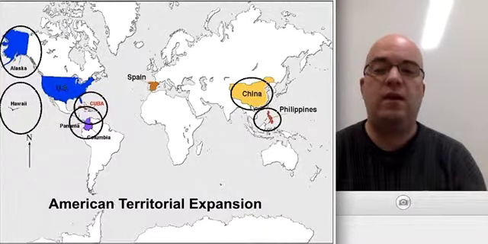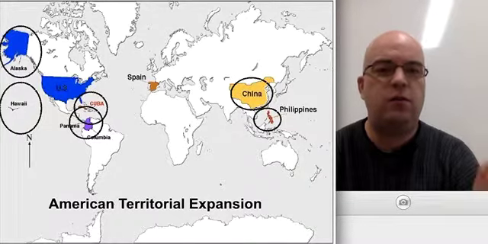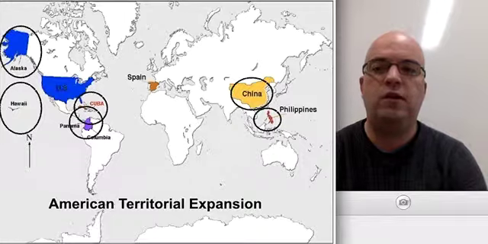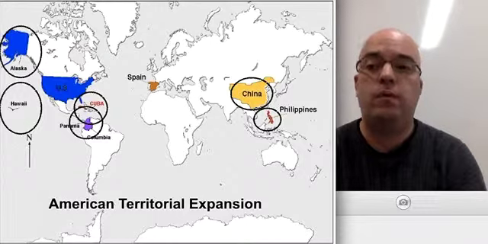So this is the era of global expansionism. It is Manifest Destiny Part 2. This idea that America is going to continue to expand its territory and its influence beyond our borders.